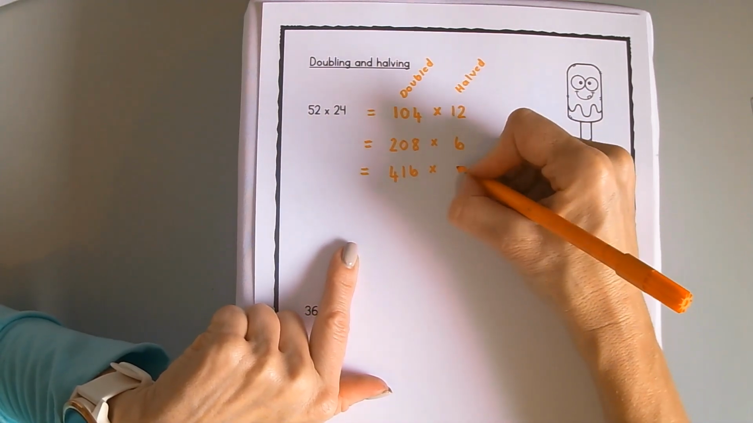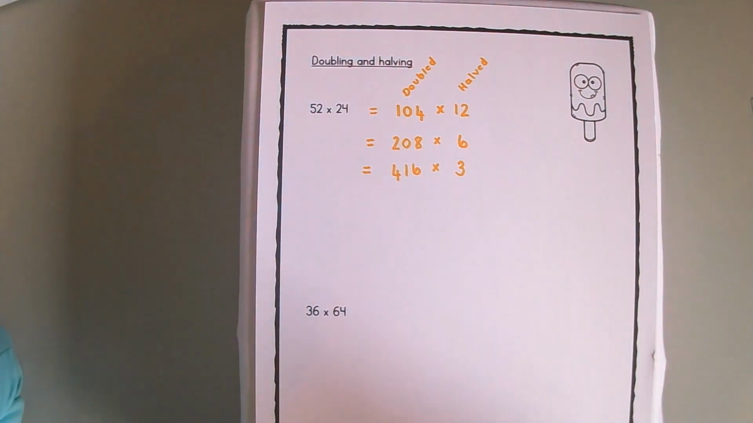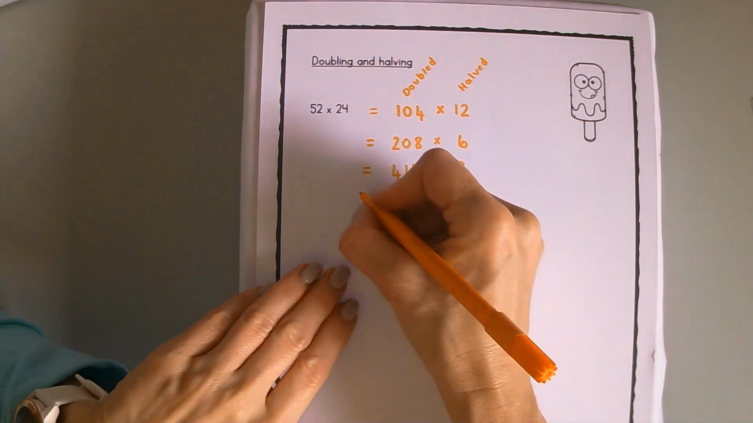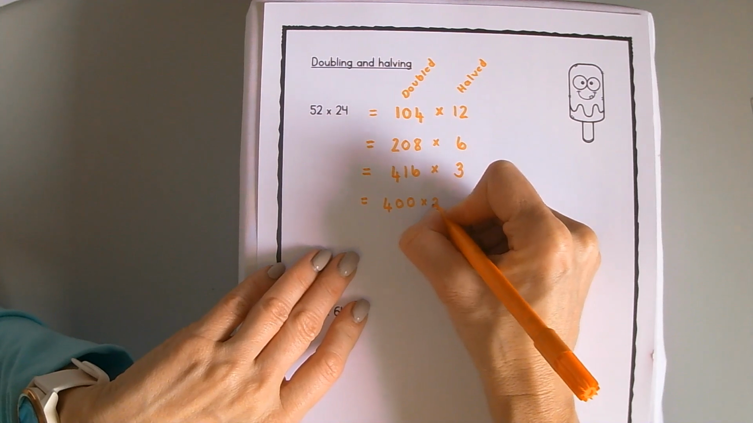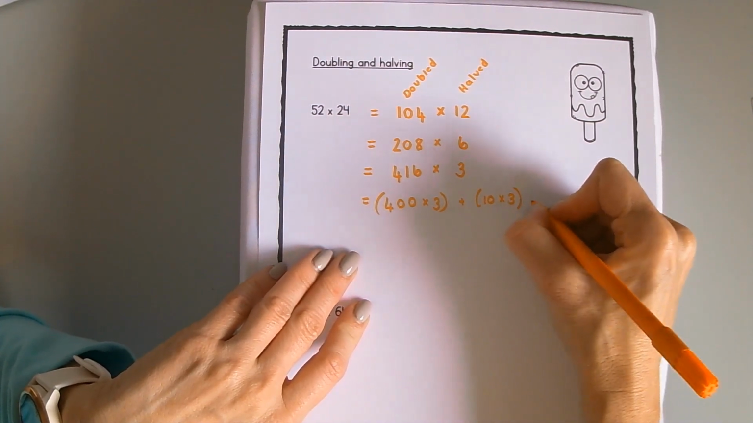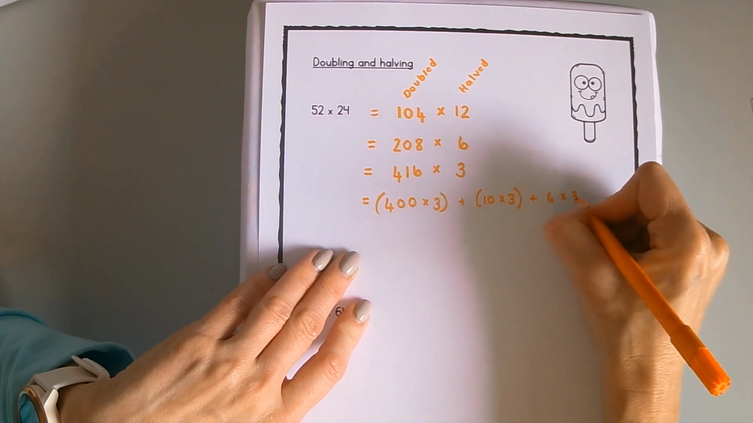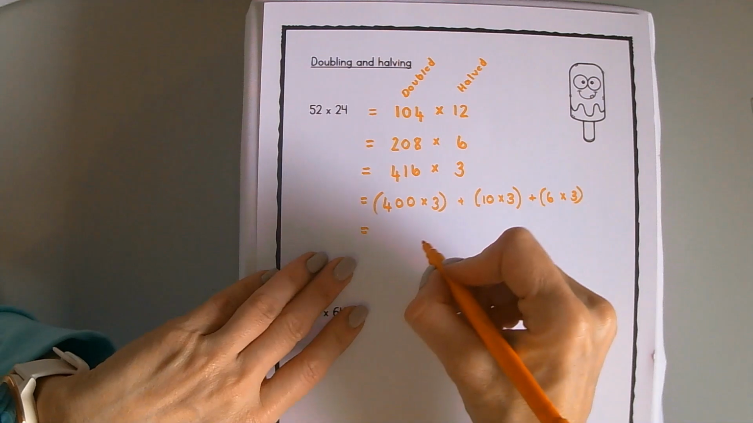And we're going to halve the 6, and we're going to make that a 3. Now we're left with 416 times 3. And if you break this up, you can make it 400 times 3 plus 10 times 3 plus 6 times 3. And then you add them together. So we're going to work them out first.